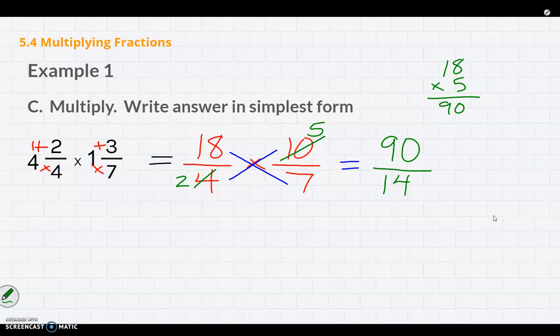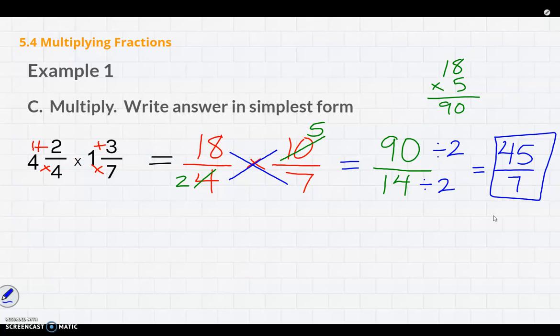And again, is that simplified? The answer is no. You can divide both 90 and 14 by 2 for starters. They're both even. So go ahead, divide each by 2. 90 divided by 2 is 45. 14 divided by 2 is 7. So I have 45 sevenths. And again, can that be reduced any further? Can I divide both 45 and 7 by the same number? Your answer is no. So 45 sevenths is a perfectly lovely answer.